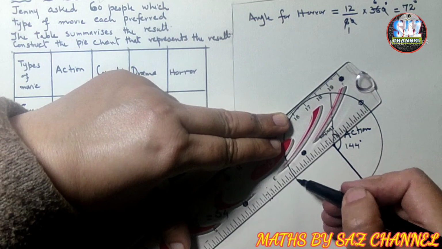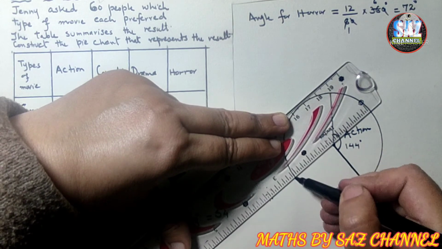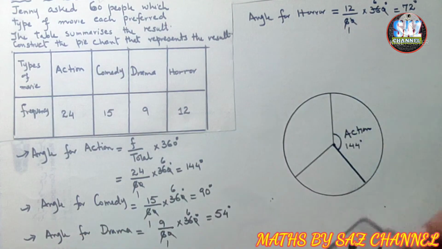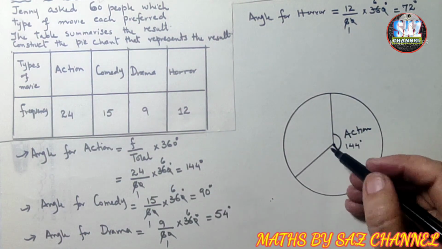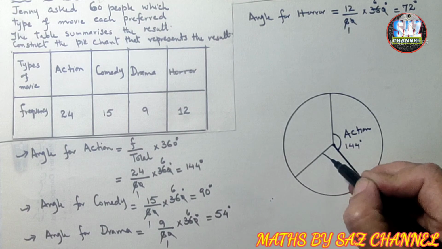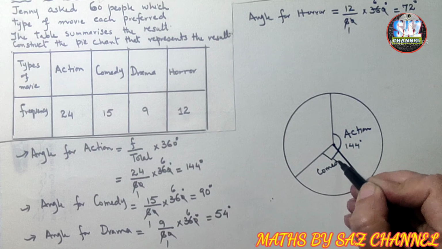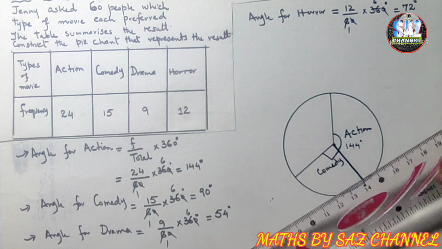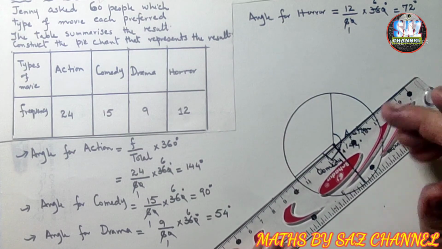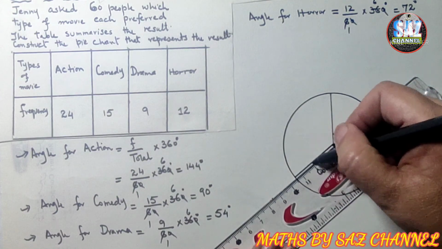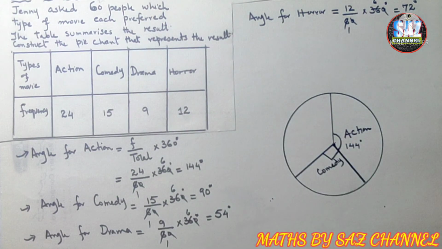Okay, yes, this is 90 degrees, and this is the sector for what? Sector for comedy, and this is 90 degrees, comedy. And then let me make it a little bold so that this line, this radius, will become prominent for all of my students.